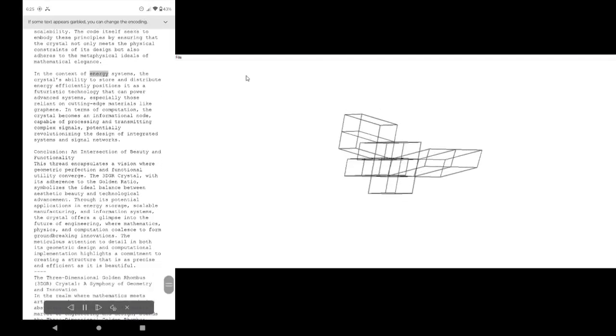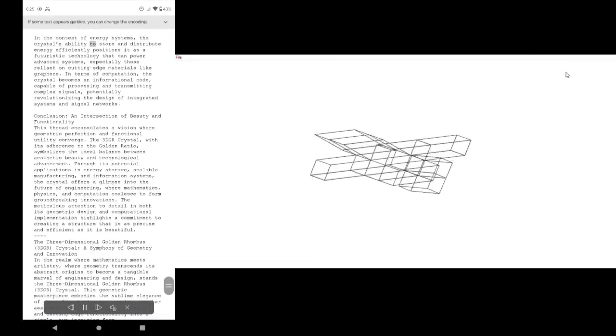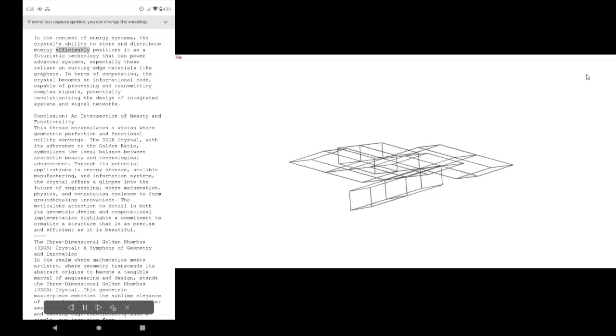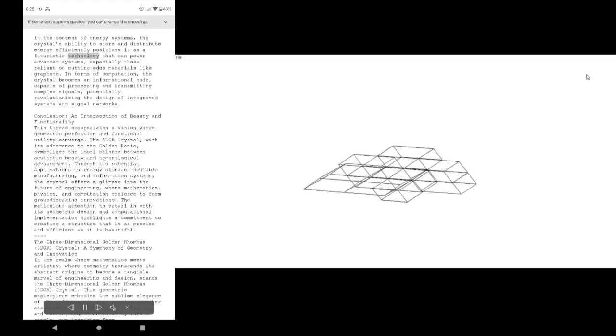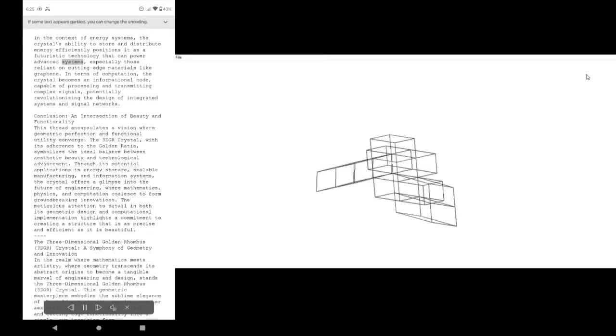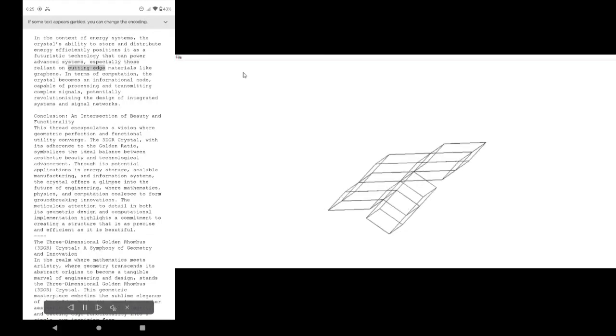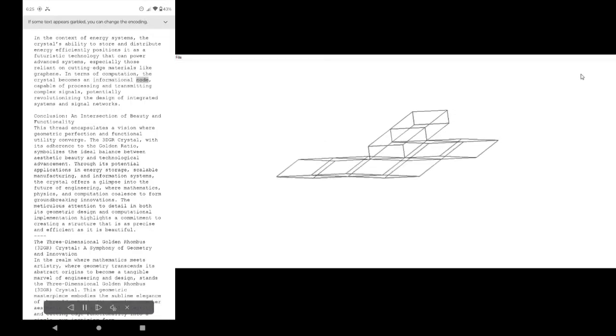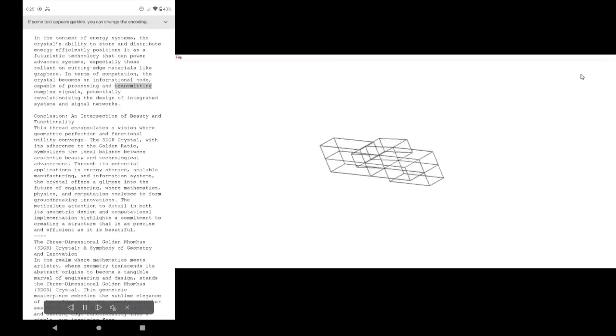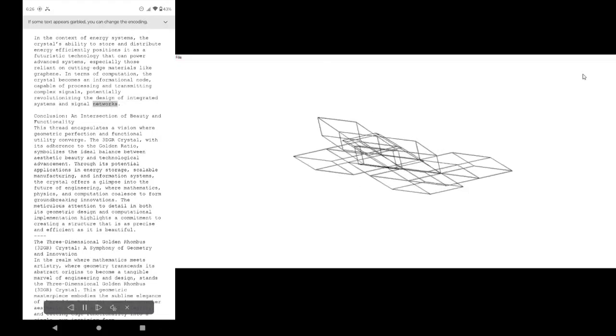In the context of energy systems, the crystal's ability to store and distribute energy efficiently positions it as a futuristic technology that can power advanced systems, especially those reliant on cutting-edge materials like graphene. In terms of computation, the crystal becomes an informational node, capable of processing and transmitting complex signals, potentially revolutionizing the design of integrated systems and signal networks.